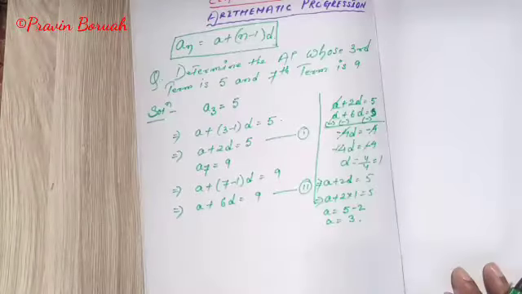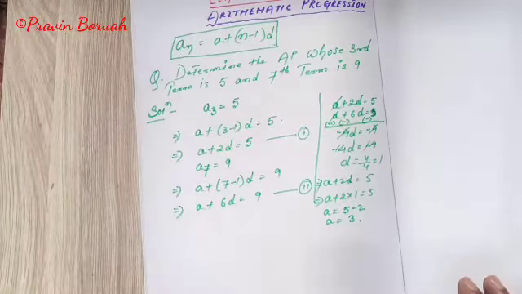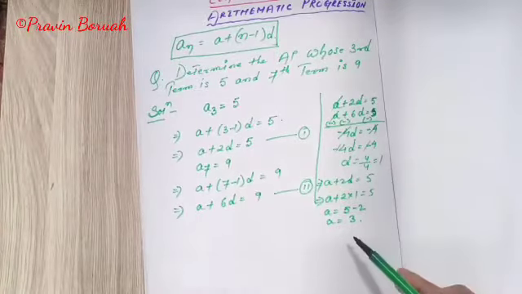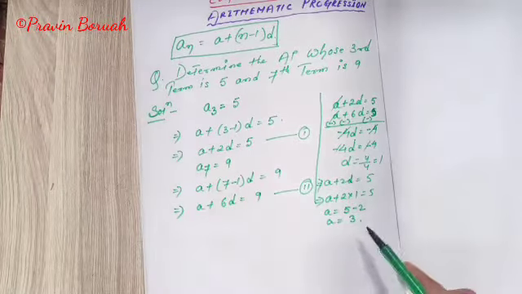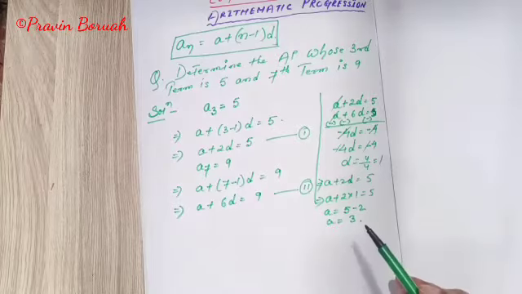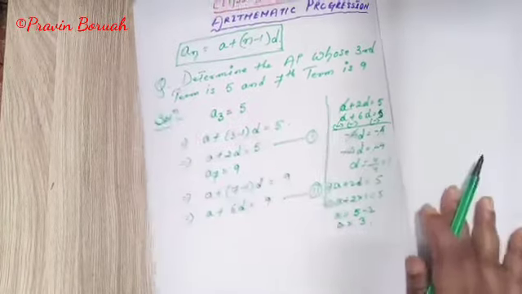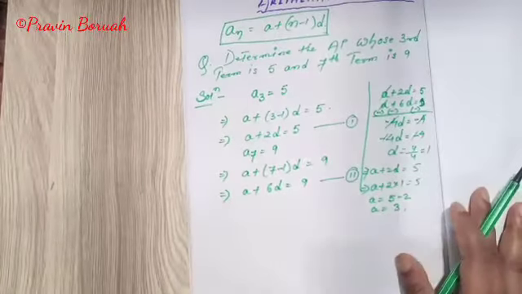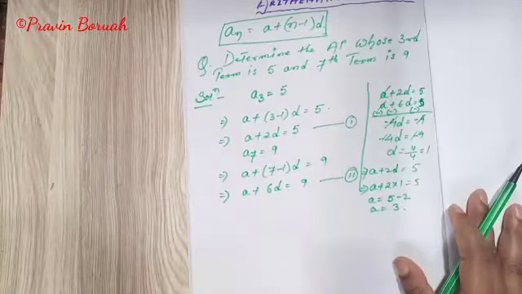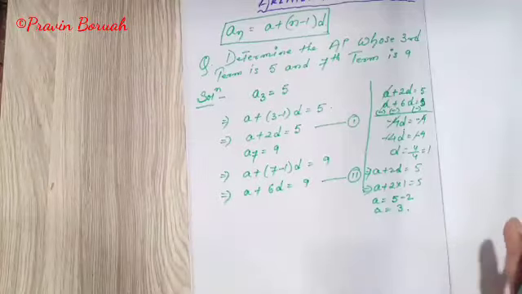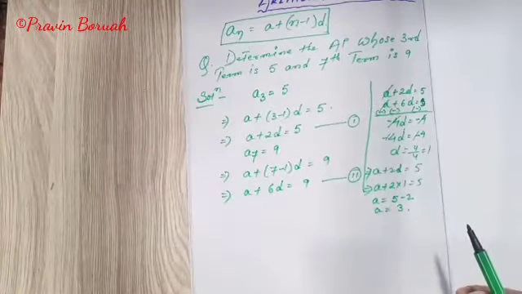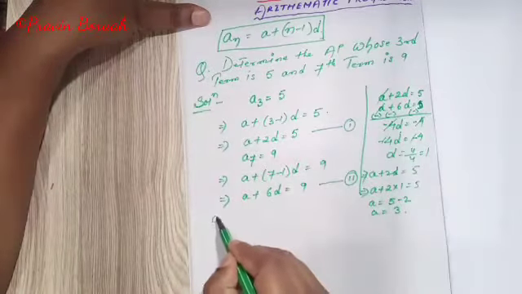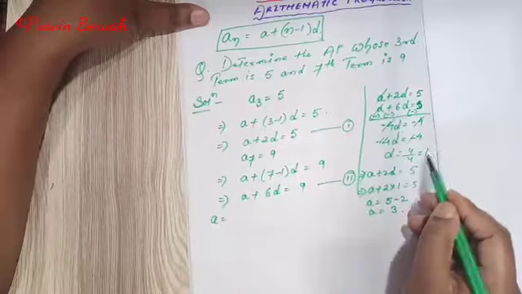So now we got d, we got a also. Okay, so now we can form an arithmetic progression series. In the last class I told you how to form an arithmetic progression. What is the general term of an arithmetic progression? The first term is a, so a is equal to 1.